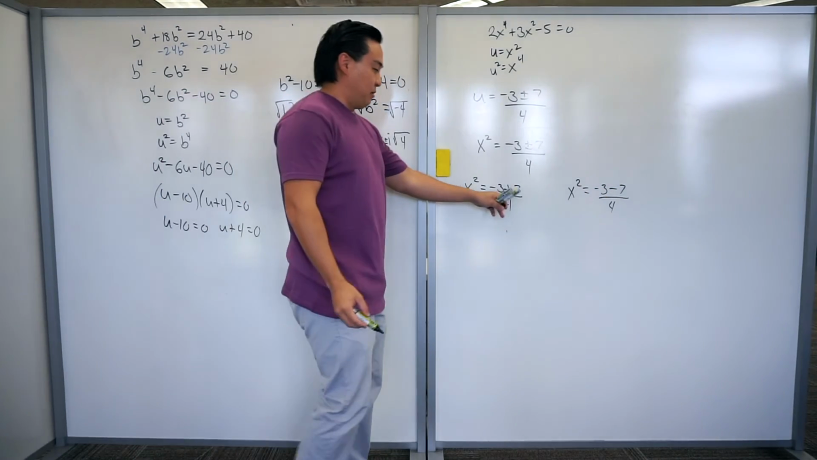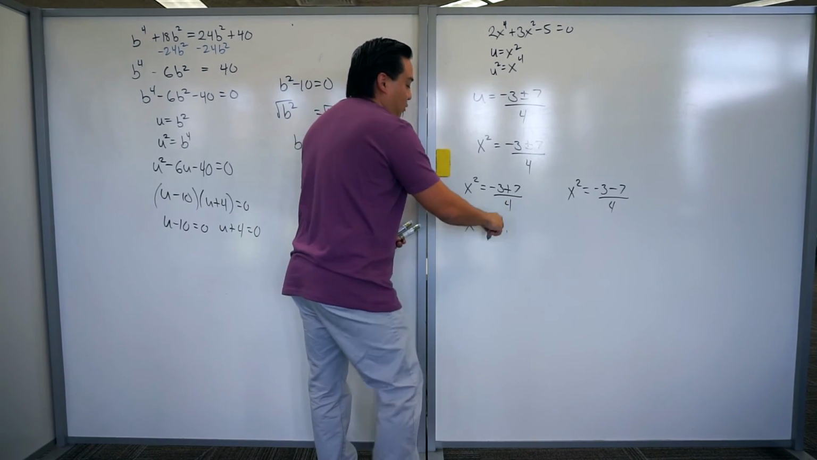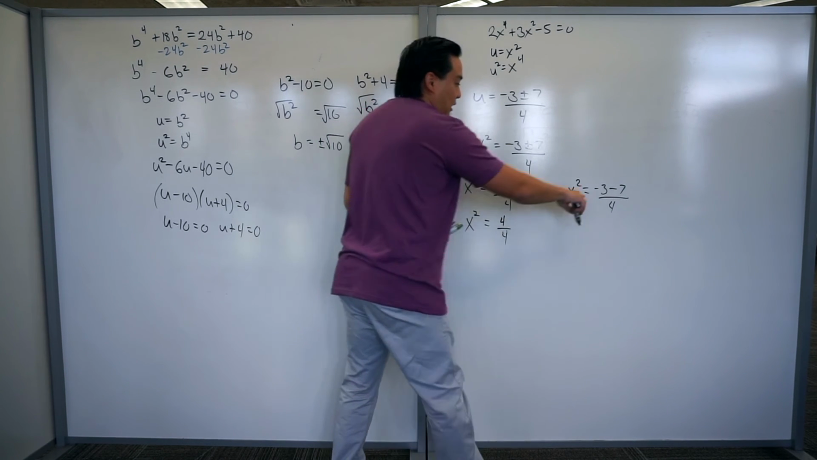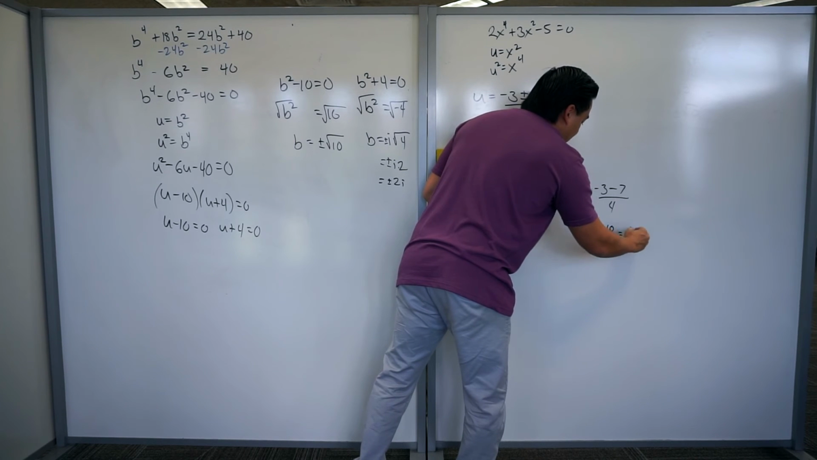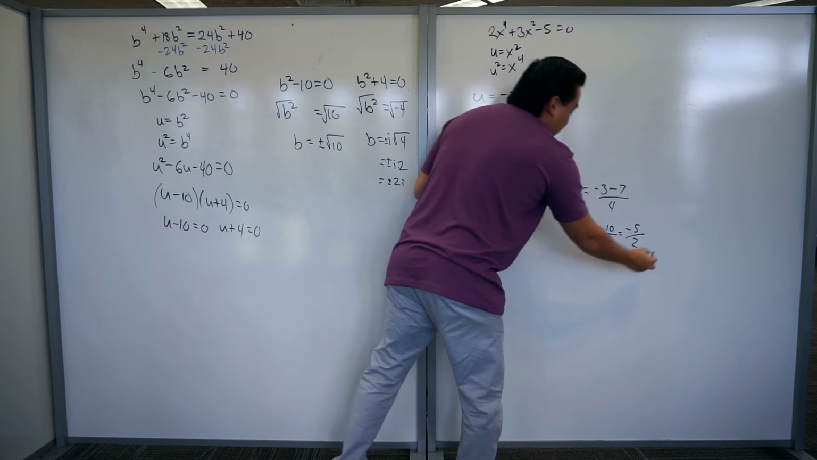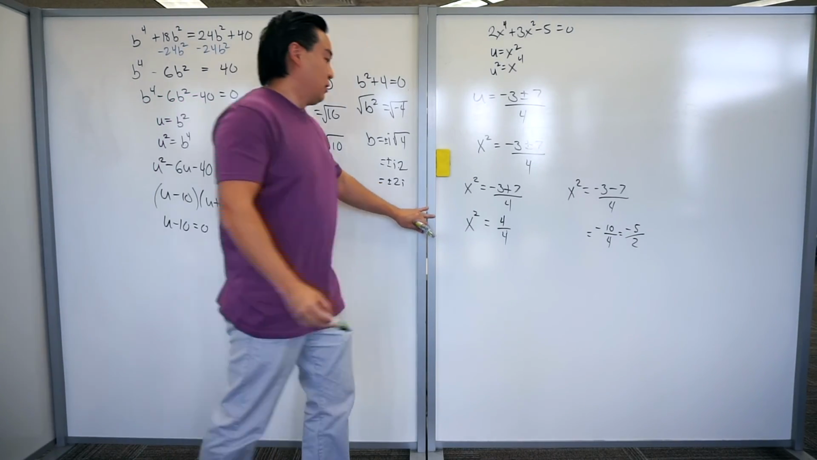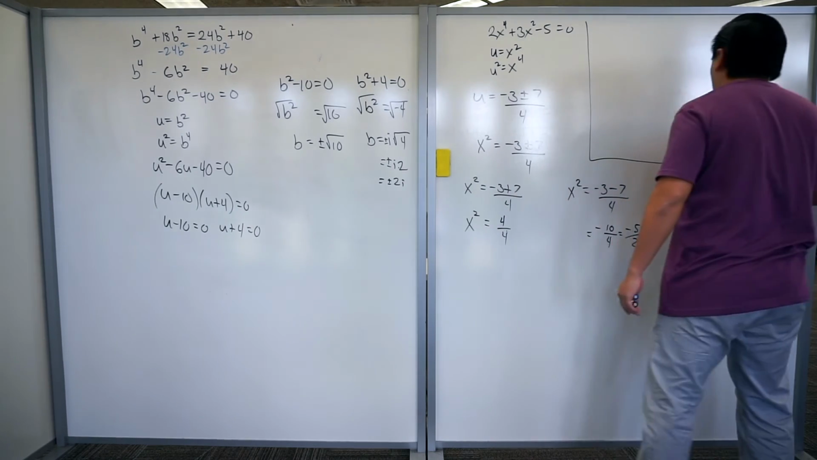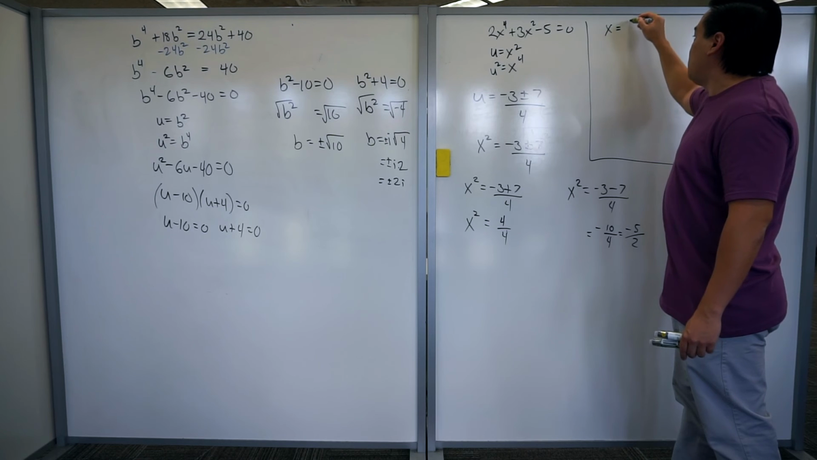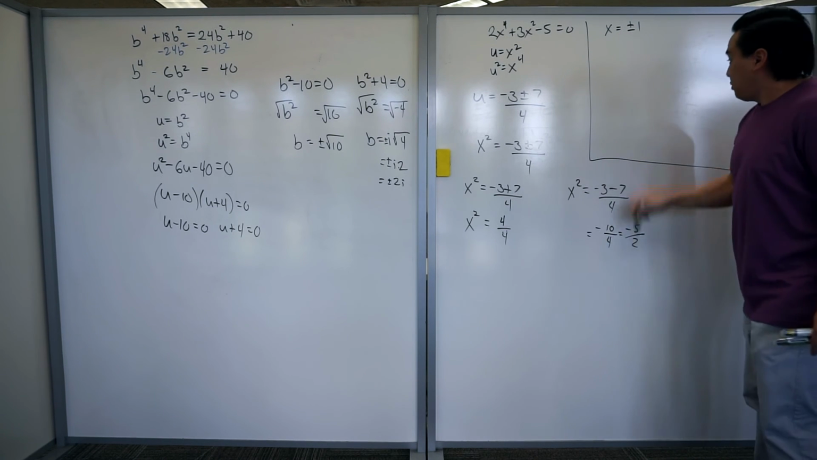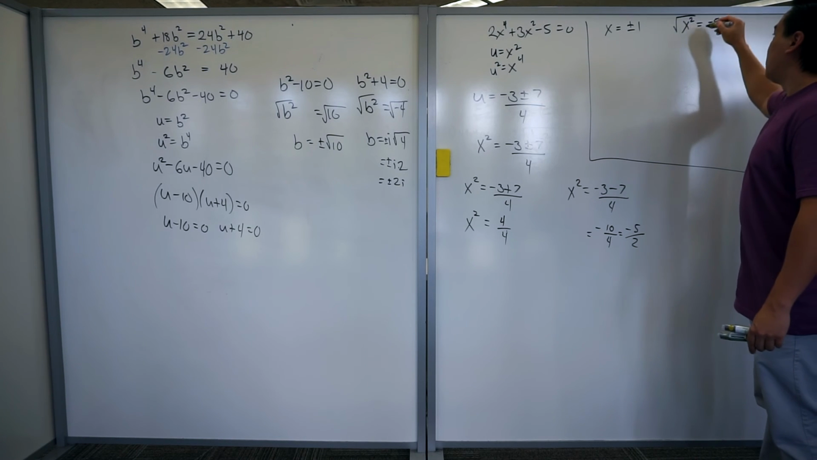Okay. Simplify it. x squared, this is 7, 6, 5, 4. This is 4 over 4. And this one is negative 10 over 4, which is negative 5 over 2. Okay. Square root property to finish it off. So if I take the square root of both sides here, x is equal to plus or minus 1. Here though, x squared is equal to negative 5 over 2, square root both sides.